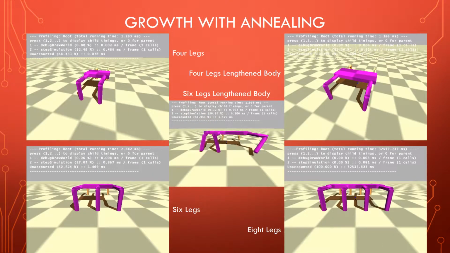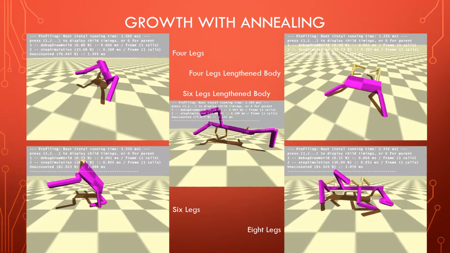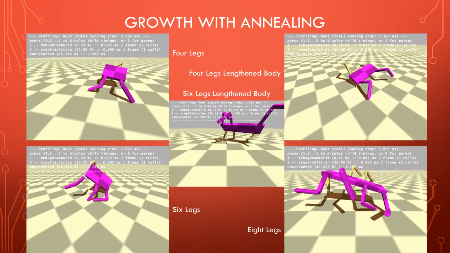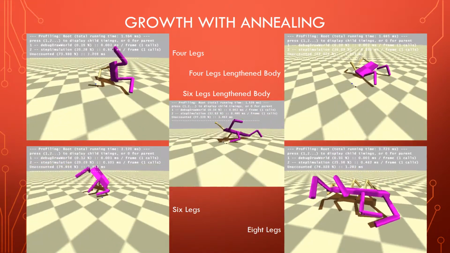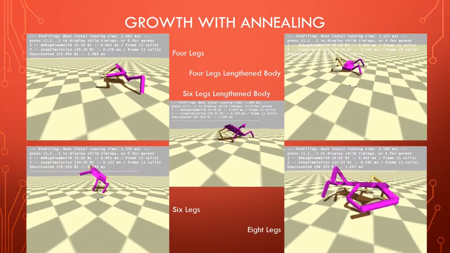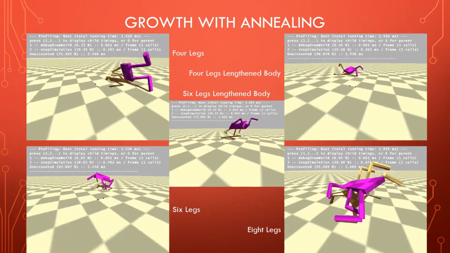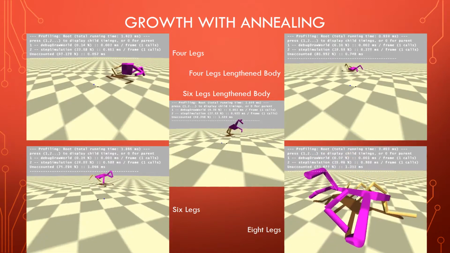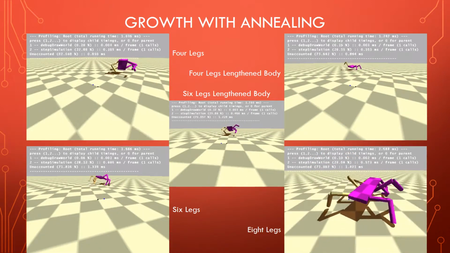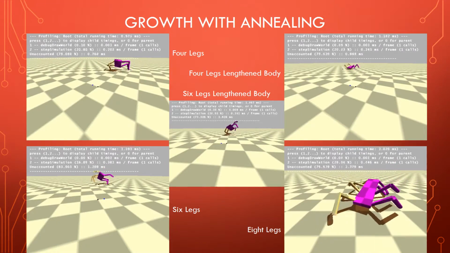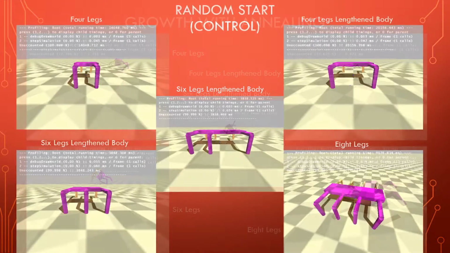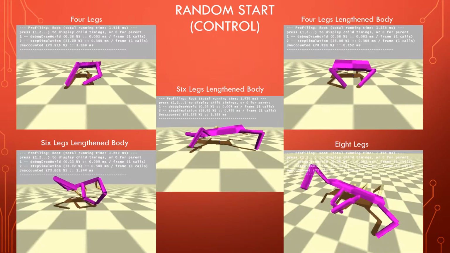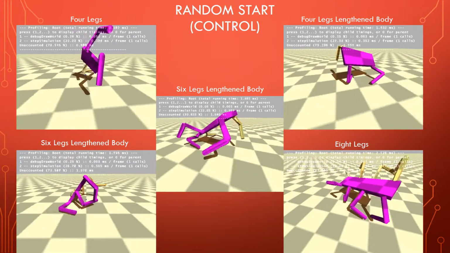The behaviors are still interesting, and good approaches are obvious. It can be seen why the large robot does poorly. The control group also looks fairly similar.